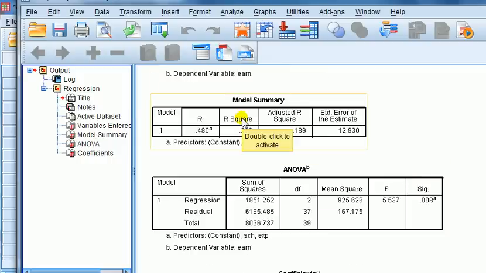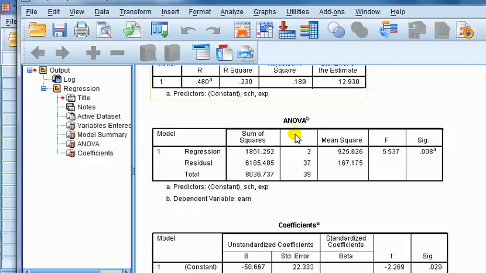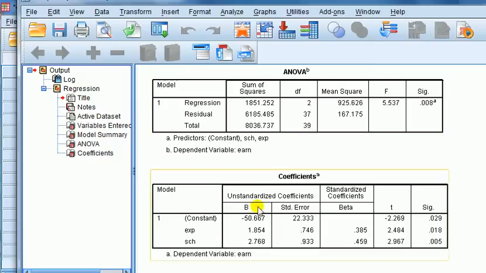Right. Model summary. This box contains the R square. Now, for multiple regression, we wish to report and look at the adjusted R square rather than the R square. And recall that the R square, or adjusted R square, measures the proportion of the total variability in the DV that is explained by the IVs, the model. So here, since the adjusted R square is about 0.189, to convert into percentages, we can report that about 19% of the total variability in earnings is explained by the model. Or instead of saying the model, we can say that 19% of the total variability in earnings is explained by experience and schooling.